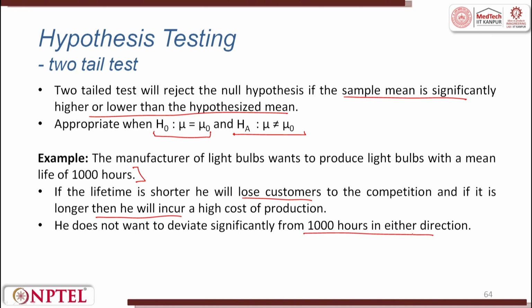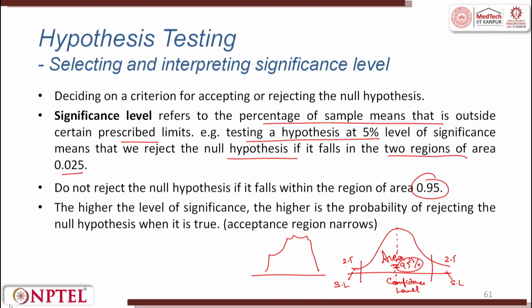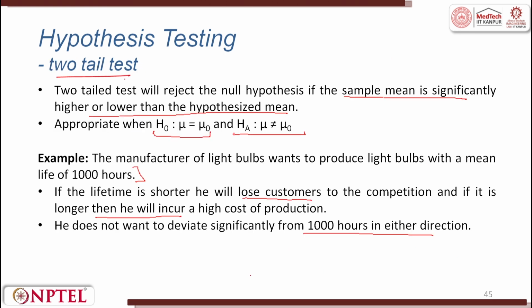That means, in the graph that I have shown here, he does not want to go this side or come this side. He wishes to stay here where the central value is 1000. I have only given the mean value. There could be standard deviation and range as well here. So, here it is a two-tail test. This is a two-way hypothesis, this is a two-tail test.